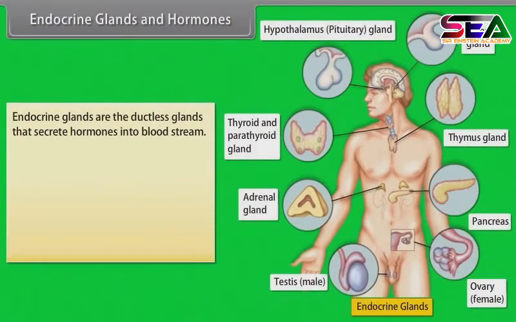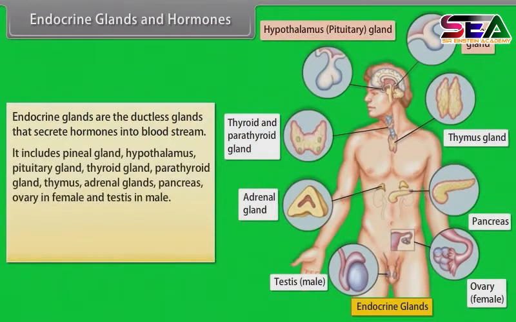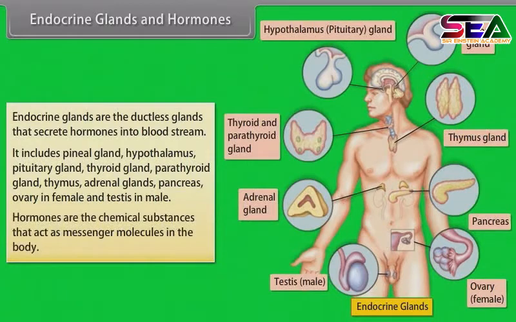Endocrine glands and hormones. Endocrine glands are the ductless glands that secrete hormones into the bloodstream. It includes pineal gland, hypothalamus, pituitary gland, thyroid gland, parathyroid gland, thymus, adrenal glands, pancreas, ovary in female, and testis in male. Hormones are the chemical substances that act as messenger molecules in the body.